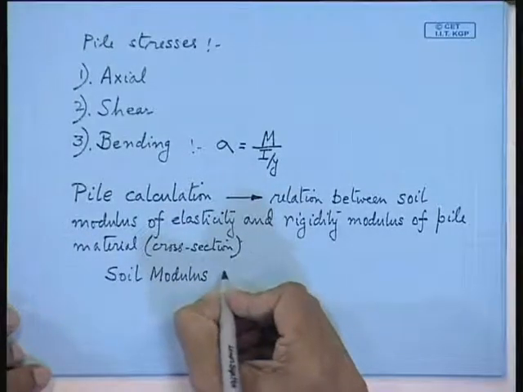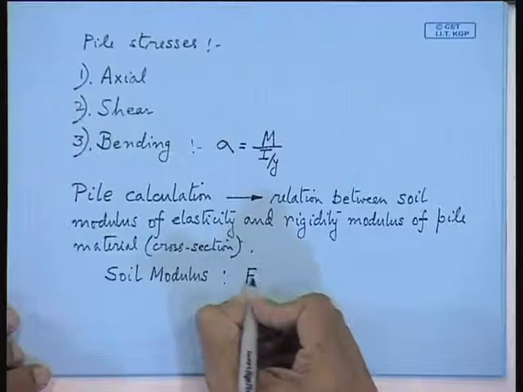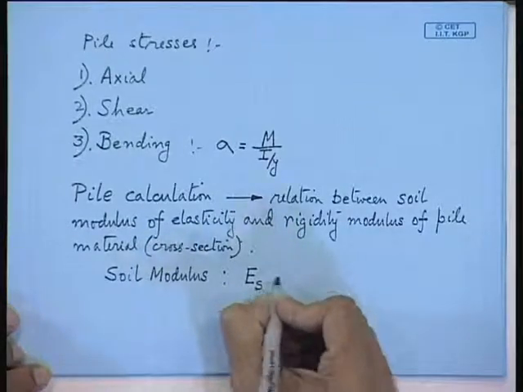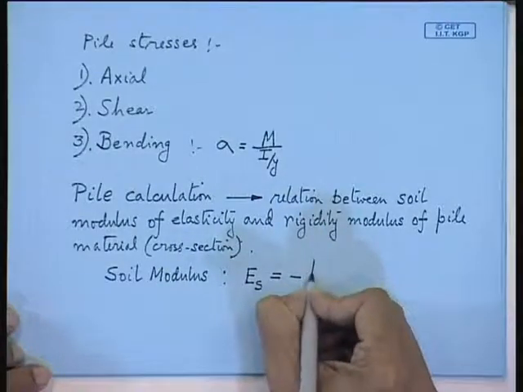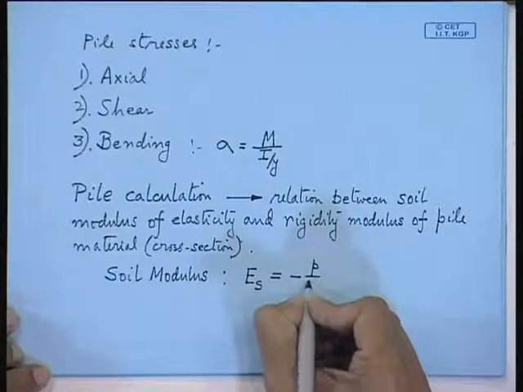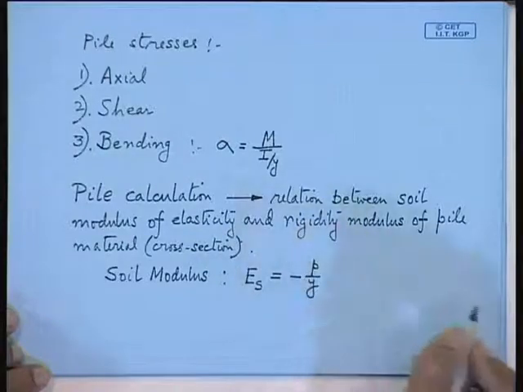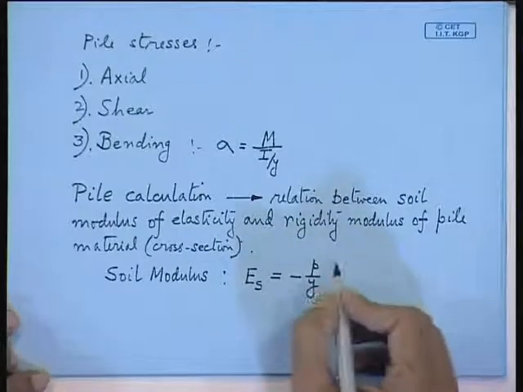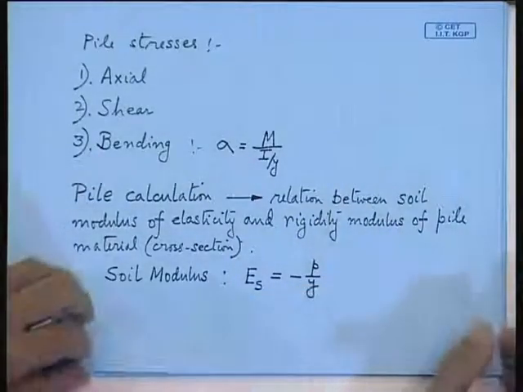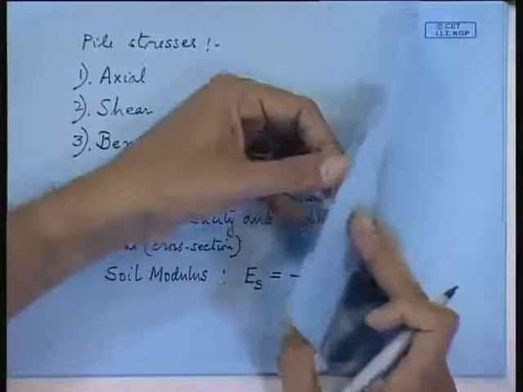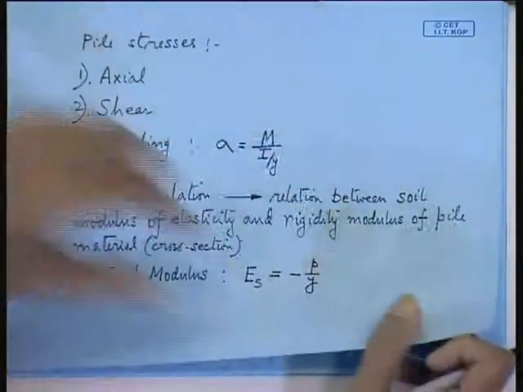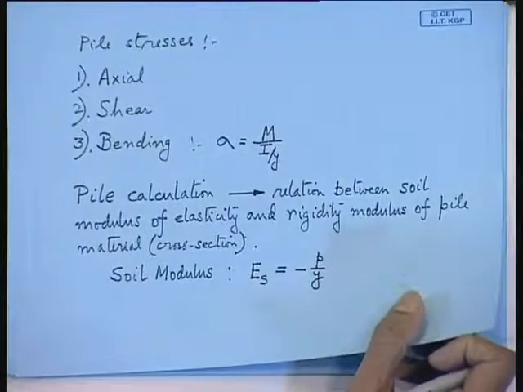Soil modulus is defined as Es is equal to minus p over y. Now, this y is not the axial deflection, this is the horizontal deflection. Now, this we will try to find out. Before we go into this, there are certain assumptions that are required.